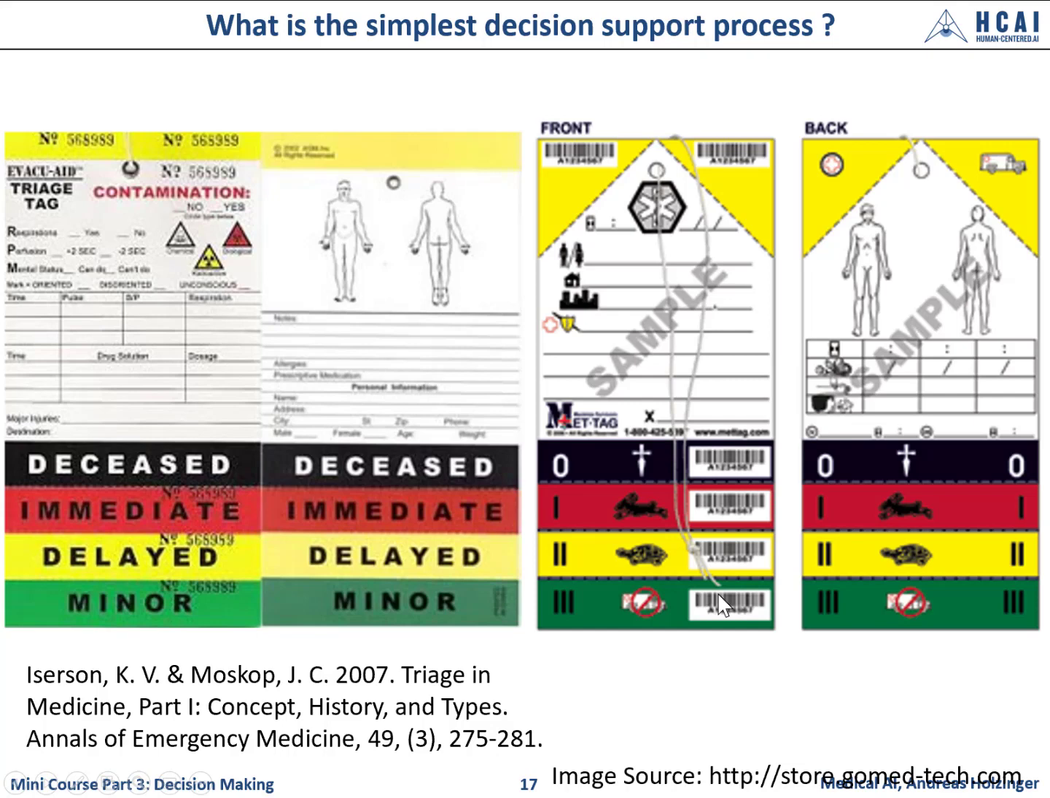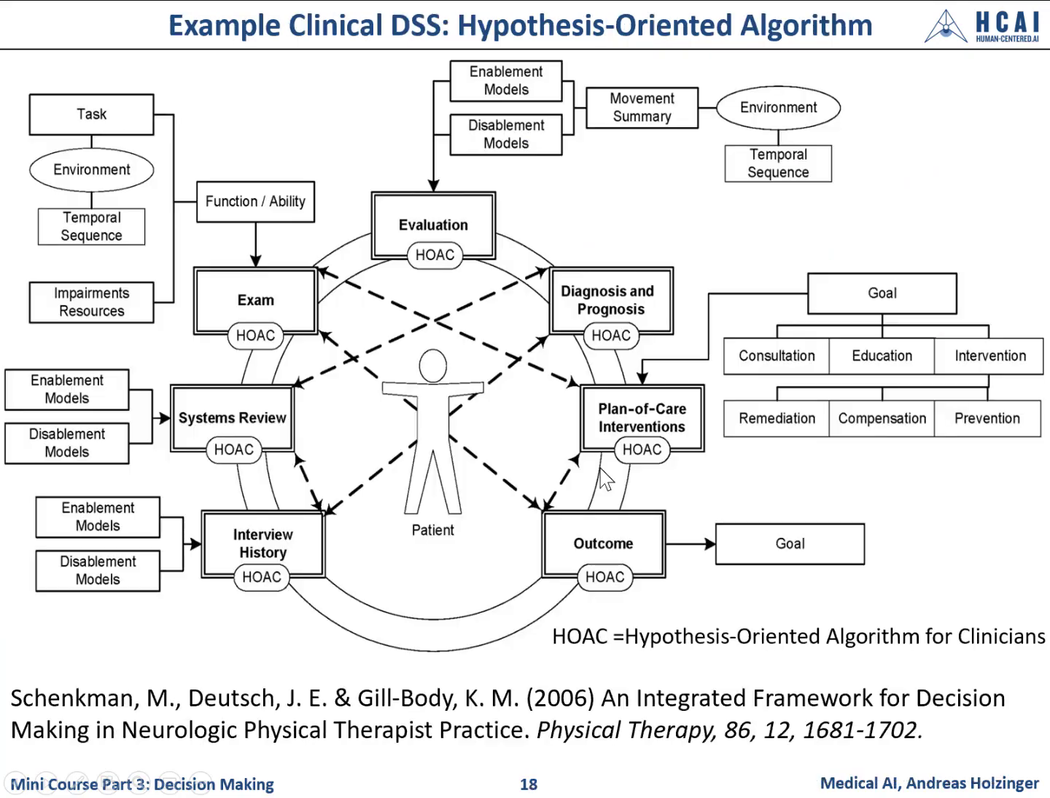So what is the simplest decision support process? Of course, this was developed already in early World War I. These are the international triage tags, and this provides first responder and rescue personnel a standard tagging mechanism to quickly decide. This is the simplest decision support process, determining the priority of patients' treatment based on the severity of their conditions.